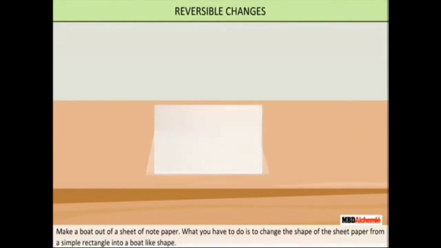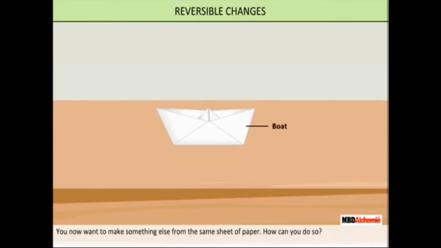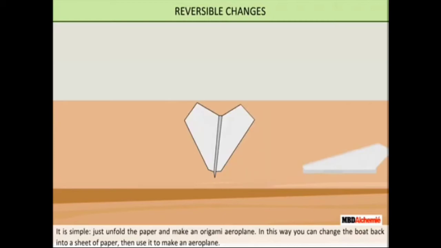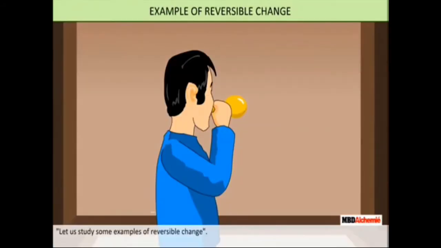First example, look here. Make a paper boat from a newspaper. What do you have to do to change the shape of the sheet of paper from a simple rectangle into a boat-like shape? You now want to make something else from the same sheet of paper. How can you do it? It is simple. Just unfold the paper and make an origami aeroplane. In this way, you can change the boat back into the sheet of paper, then use it to make an aeroplane. It is possible, right? Yes, you can make it.